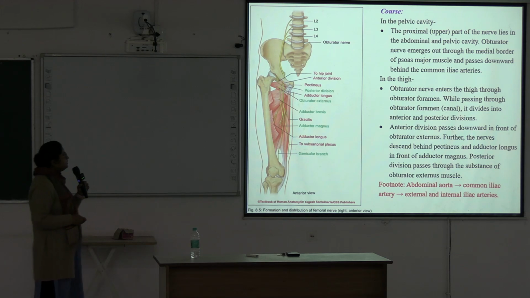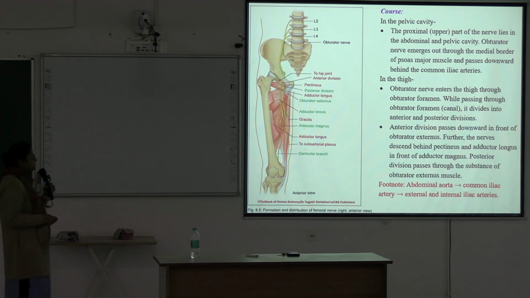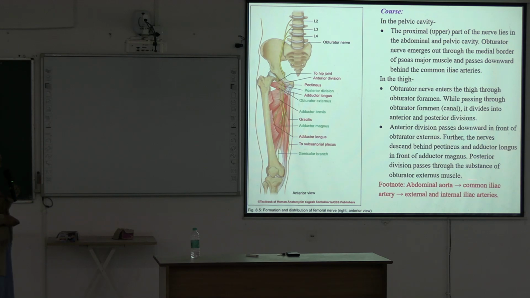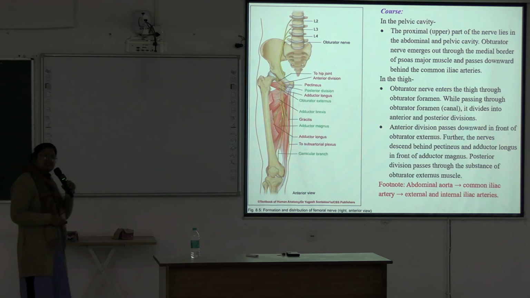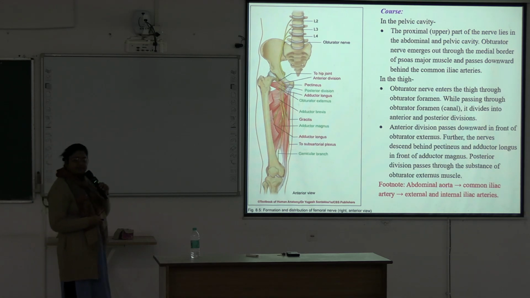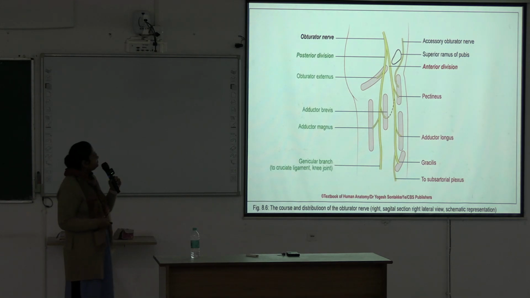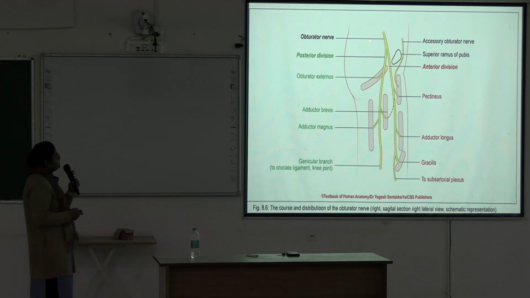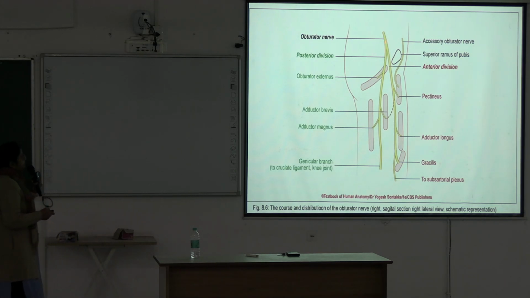So this is the course of the obturator nerve, and this is the division of the abdominal aorta. It divides into two common iliac arteries. Each common iliac artery then gives rise to external and internal iliac arteries. The external iliac artery again continues as the femoral artery. Here you can see the obturator nerve. This is the anterior division and this is the posterior division.